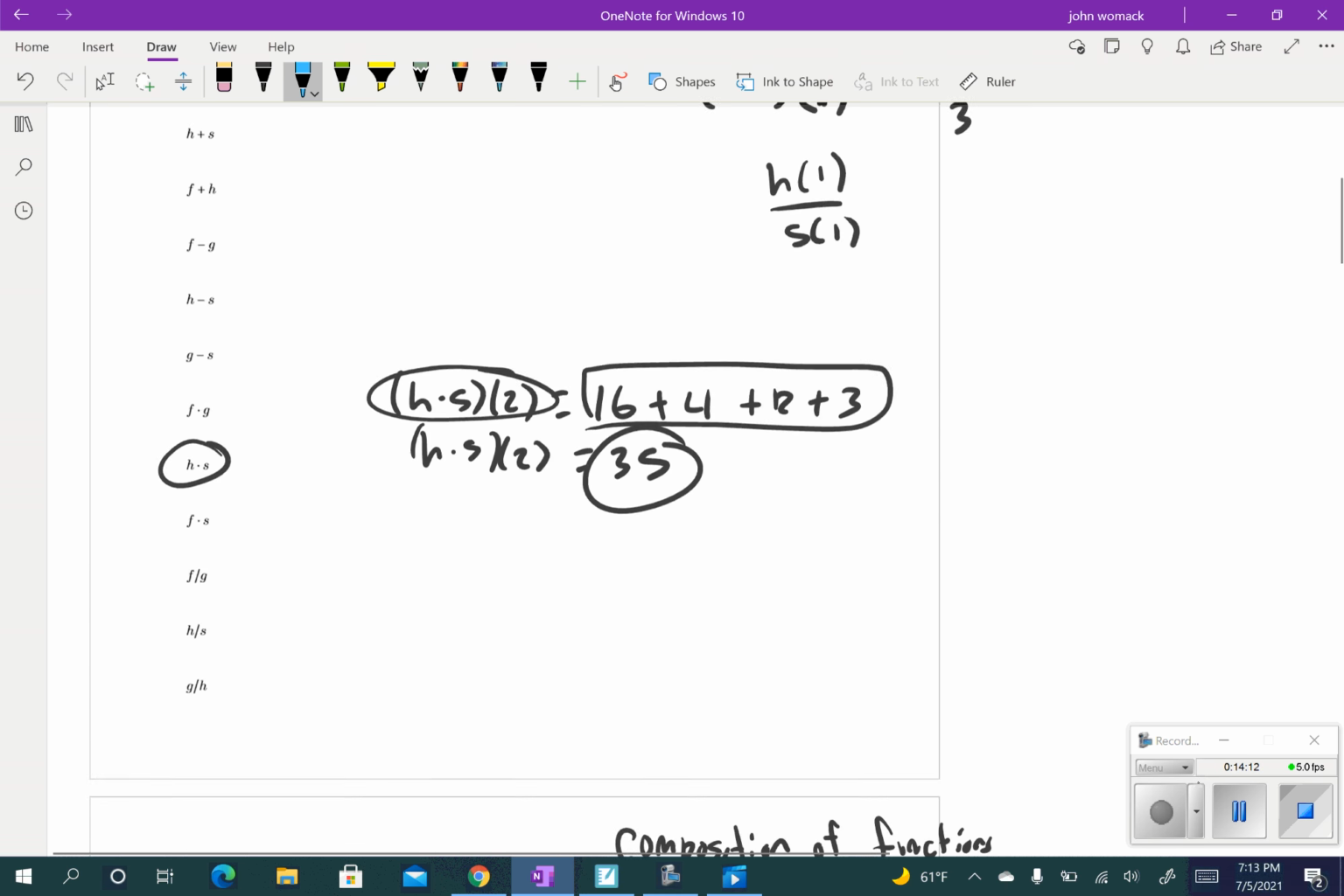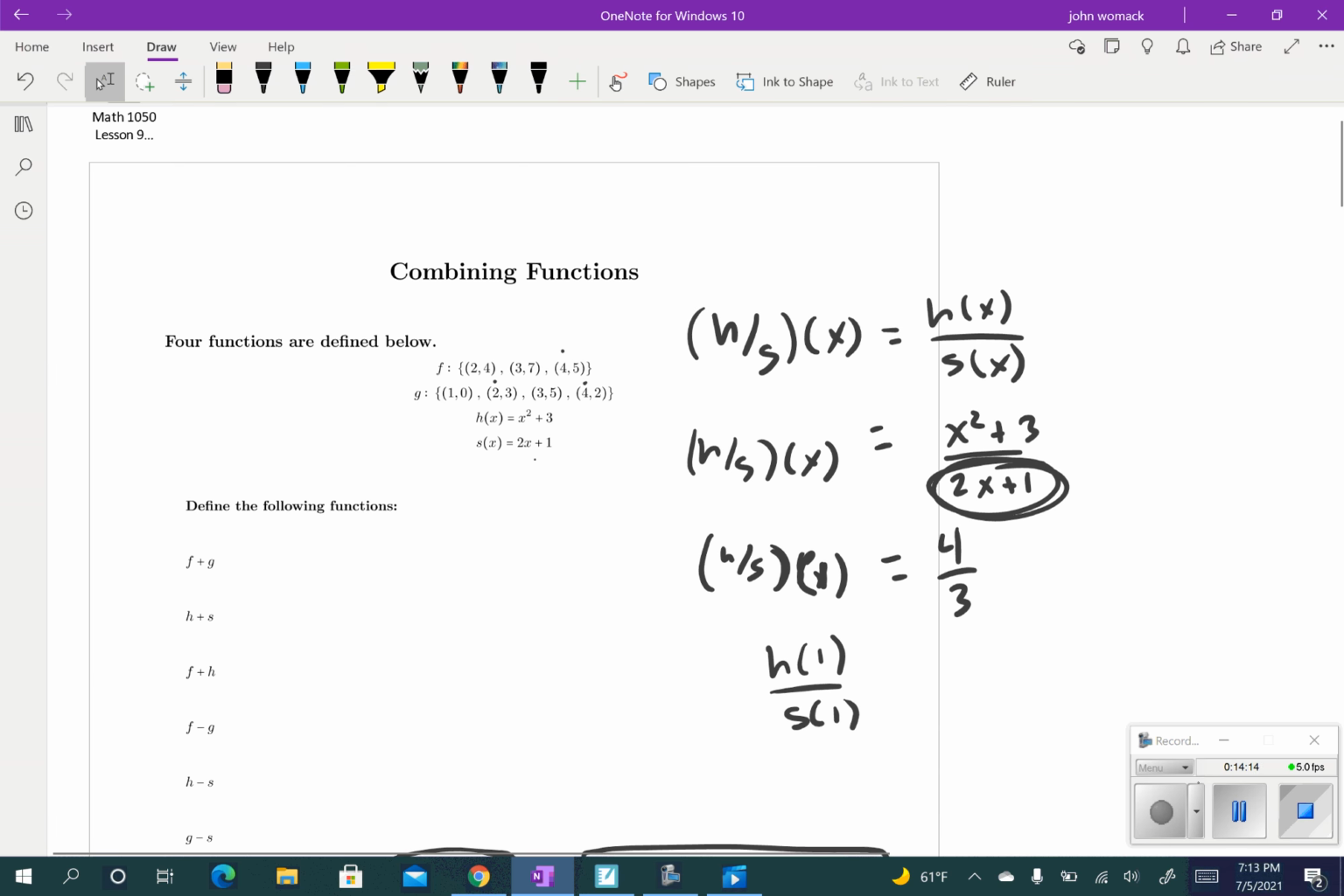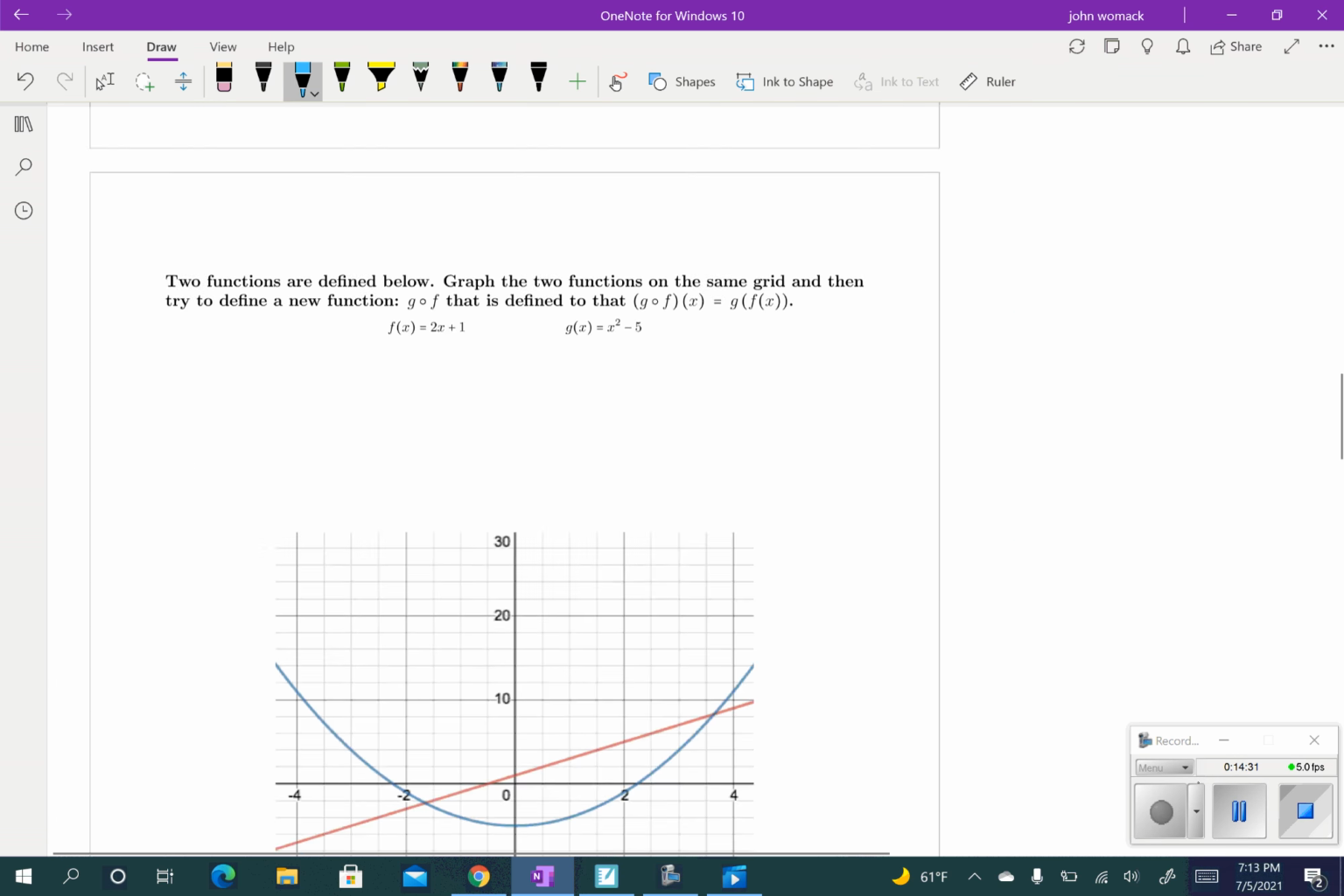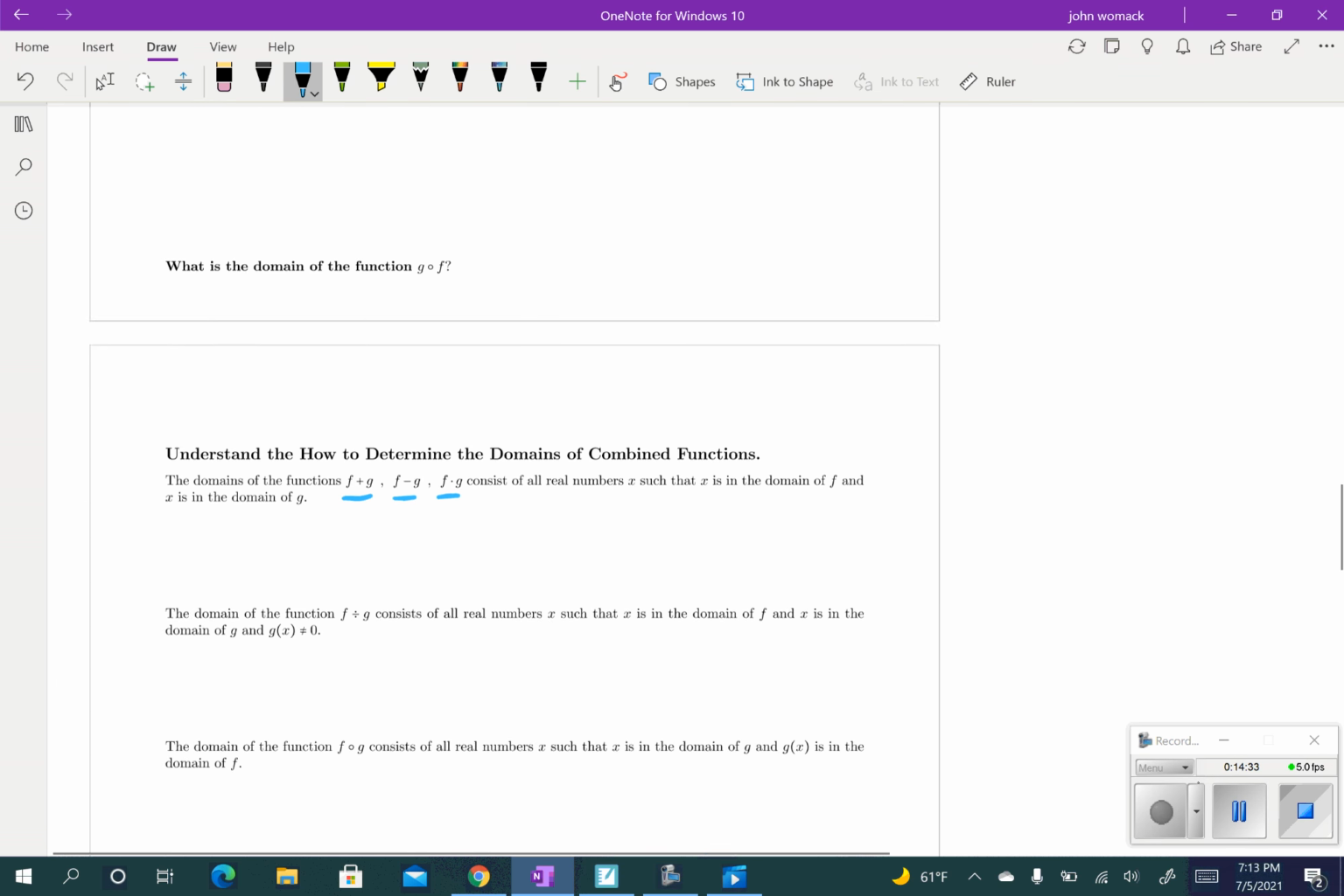If you remember back to those sets of points, the domain of f was 2, 3, and 4. The domain of g was 1, 2, 3, and 4. We only include the part in the domain that's true for both of them. So they both have 2s, they both have 3s, they both have 4s. We do not use that point right there if you're adding, subtracting, or multiplying.